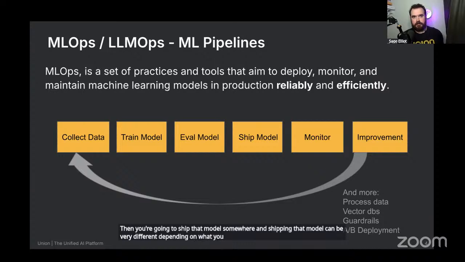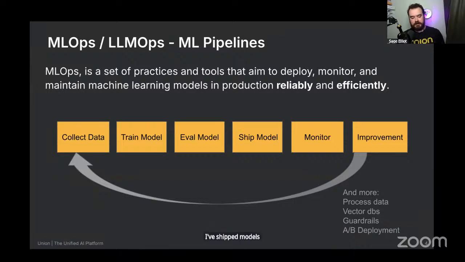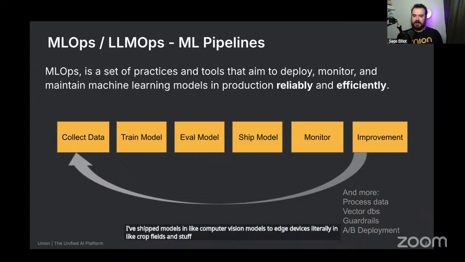Like I had mentioned, doing stuff with computer vision hardware, I've shipped computer vision models to edge devices, literally in crop fields and stuff. And that's very different than hosting your model on a cloud somewhere that you can have access to all the time. So there's a whole bunch of different ways you can ship models.